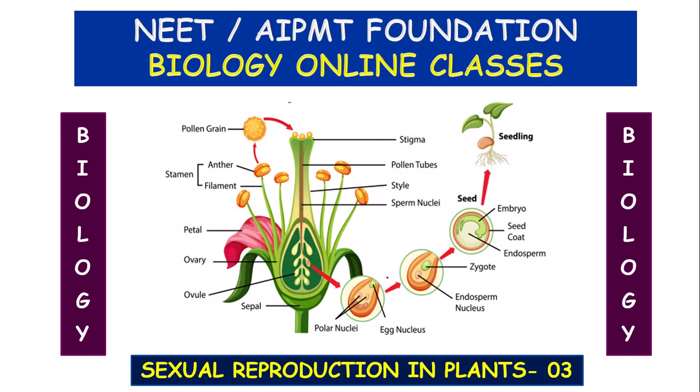In the last class we discussed the structure of the ovule, how the ovule is formed, what its structure is, and what the types of ovules are. There are 6 types of ovules: orthotropous, the erect ovule; anatropous, the inverted ovule; hemitropous, the half inverted ovule; campylotropous, the body curved ovule; amphitropous, the body and embryo sac curved ovule; and circinotropous, the funiculus coiled around the ovule. These are the different types of ovules.